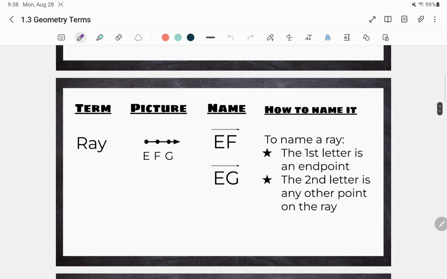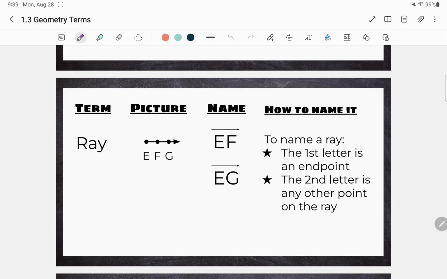Our next term is a ray. Now a ray has an endpoint and then goes forever in just one direction. To name a ray, we use the first letter as the endpoint. Or another way to say it is, I have to start with that E. See how the E is the endpoint in the picture? So I have to start with E. And then I can use any other point on the ray. So that's why it's named EF or EG.